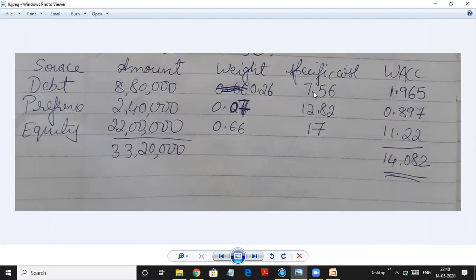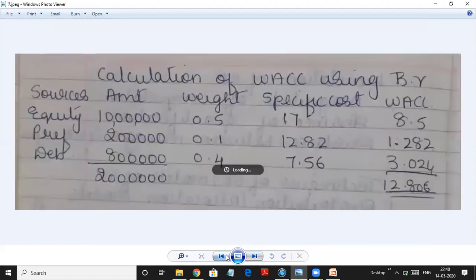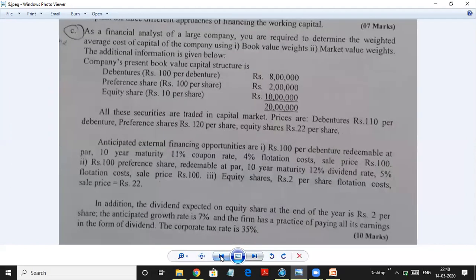Multiply the weightage with the cost, you will get the WACC: 0.26 into 7.56, 1.965. Similar way, multiply the others also, the total comes to 14.082. So at market value weights, your weighted average is 14.082, and at book value it is 12.806. I hope the problem is clear. Only thing you have to understand is which data to use where.